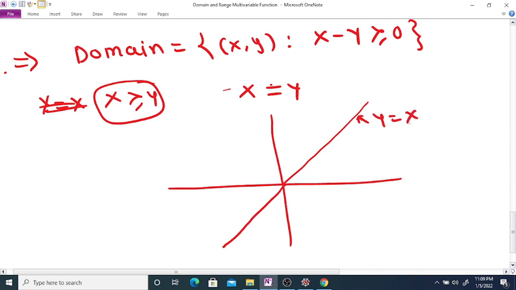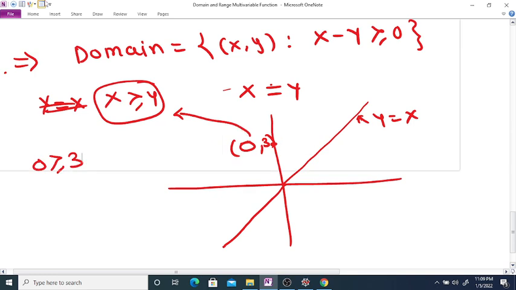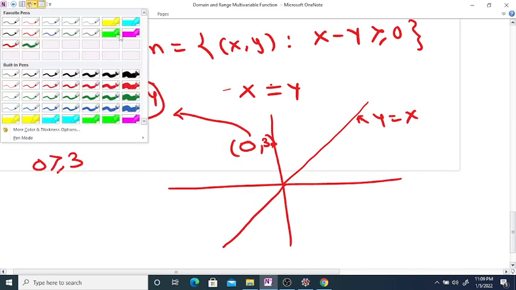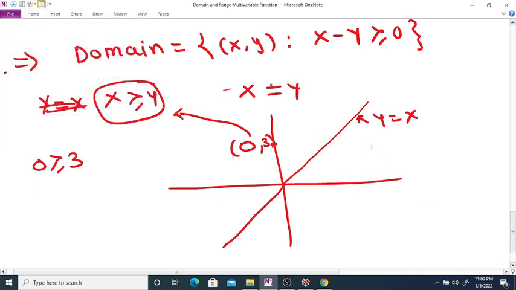Suppose this is y equal to x. Now if you consider elements, say here the element is (0, 3), and if you plug this number here, then we get 0 greater than or equal to 3, which is false. Okay, false statement. So what is our domain here? The domain is below this line y equal to x. So this is the domain.